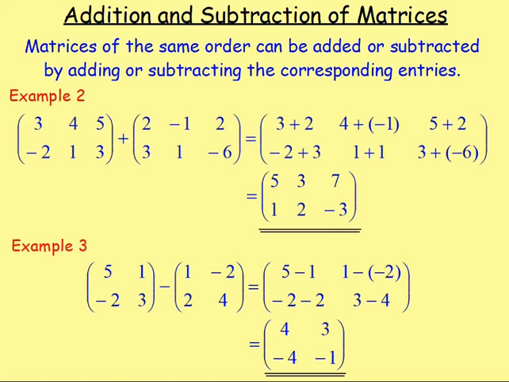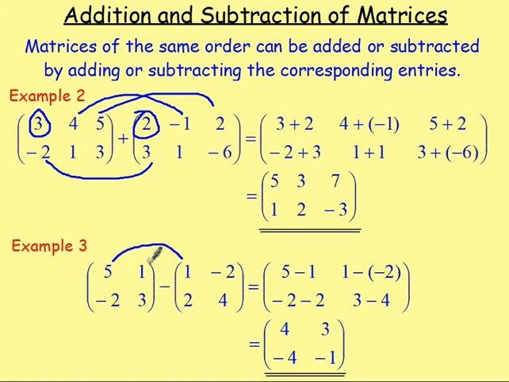We then looked at addition and subtraction of matrices. How do we add and subtract? Well, if the order is the same, you just add the corresponding entries. So you would have the 3, add on the 2. You would have the 4, add the negative 1, and the 5, add the 2. And the negative 2, add 3, and you get the idea. Simple as that. It's the same with subtraction. You do the 5, take away 1, the 1 take away negative 2, the negative 2 take away 2, and so on.